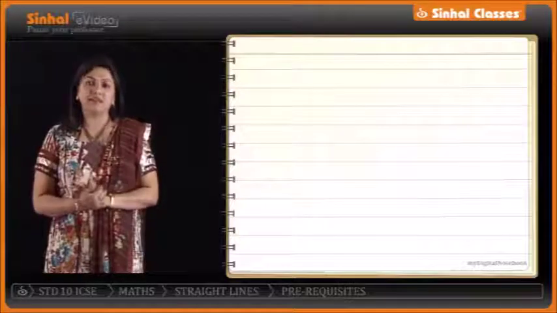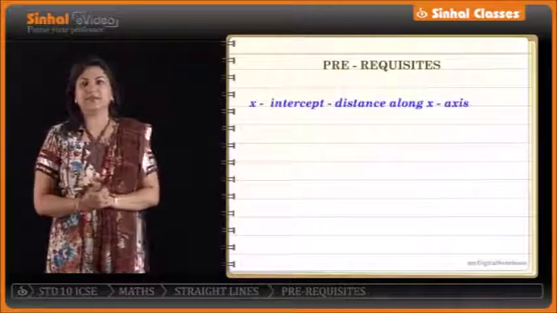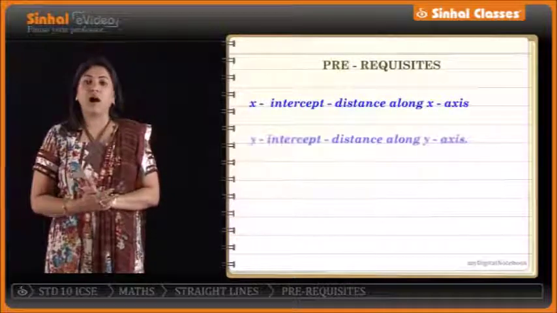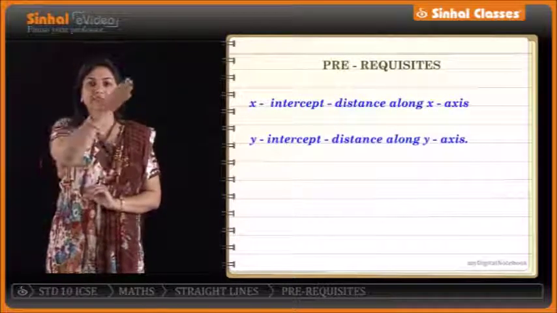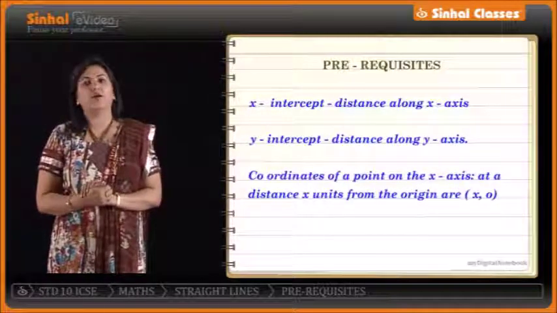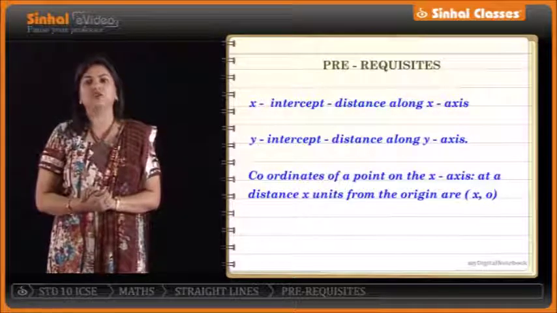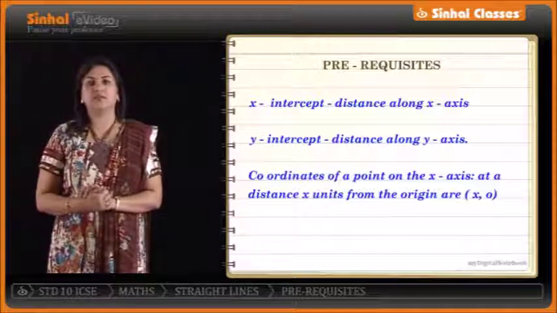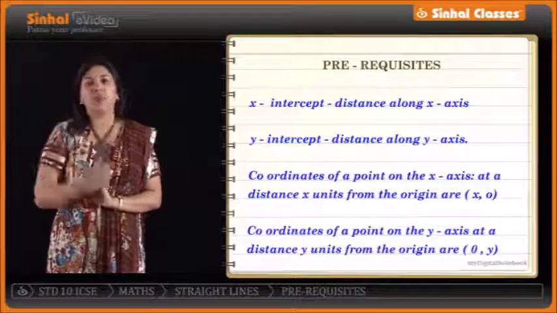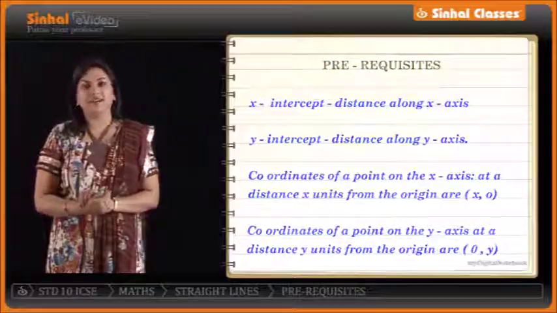Now let's see the prerequisites for this topic. You need to know the X intercept, that is the distance along the x-axis, and the Y intercept, that is the distance along the y-axis. Coordinates of a point on the x-axis at a distance of x units from the origin are (x, 0), and the coordinates of a point at a distance of y units on the y-axis are (0, y).